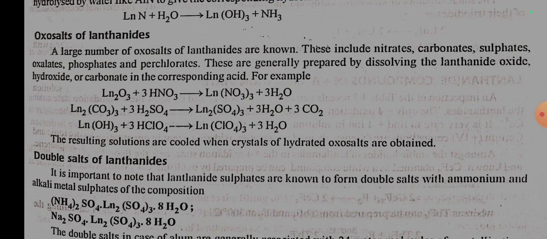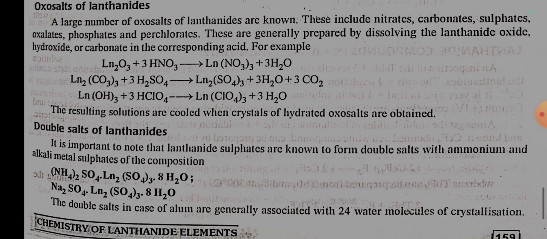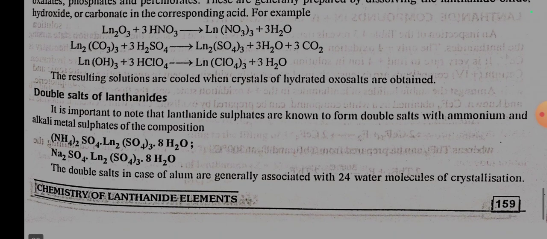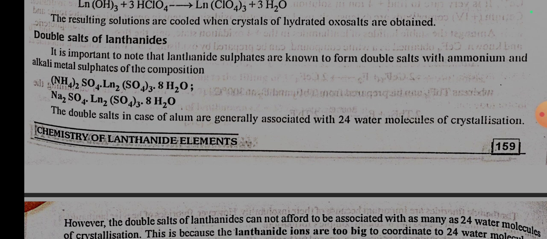Oxosalts of lanthanides. A large number of oxosalts of lanthanides are known. These include nitrates, carbonates, sulfates, oxalates, phosphates, and perchlorates. These are generally prepared by dissolving the lanthanide oxide, hydroxide, or carbonate in the corresponding acid. For example, Ln2O3 plus 6HNO3 gives 2Ln(NO3)3 plus 3H2O. The resulting solutions are cooled, when crystals of hydrated oxosalts are obtained.